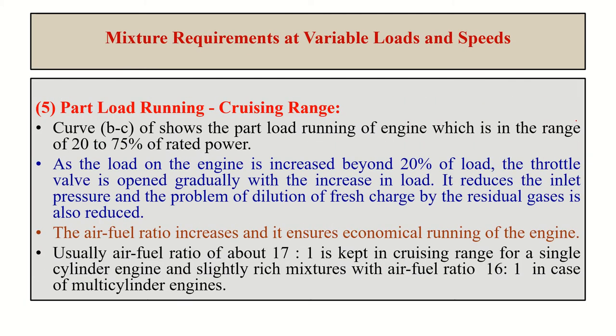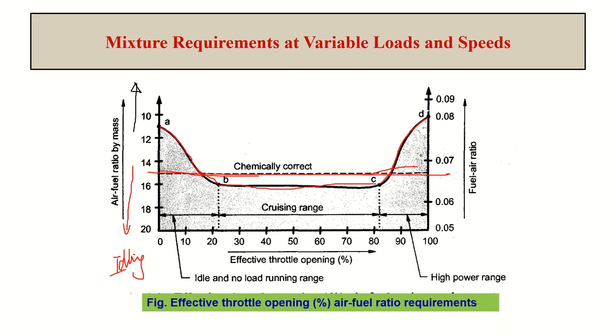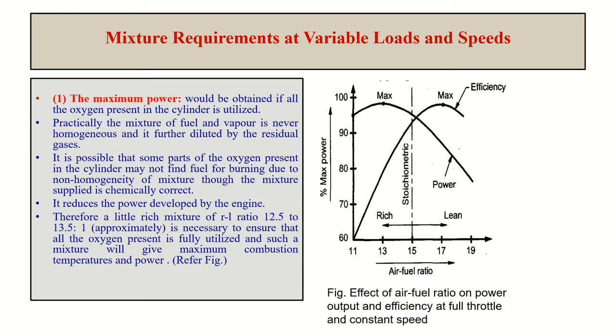So this is what this graph indicates. Idling or no load running range, because of the dilution, you require a richer air fuel mixture. During cruising, probably a leaner mixture. During the high power range, that is, you are going uphill or you want to increase the speed of the engine, you have to open the throttle more than 80%. Then again, you require a rich mixture.